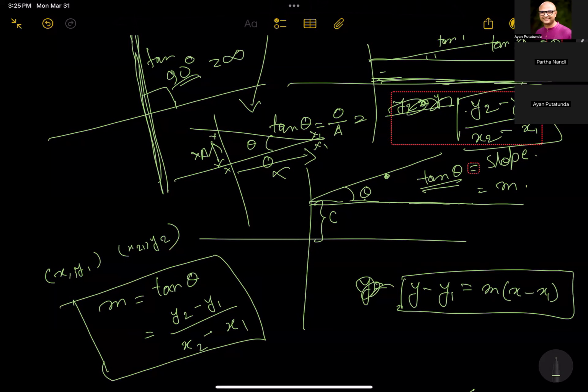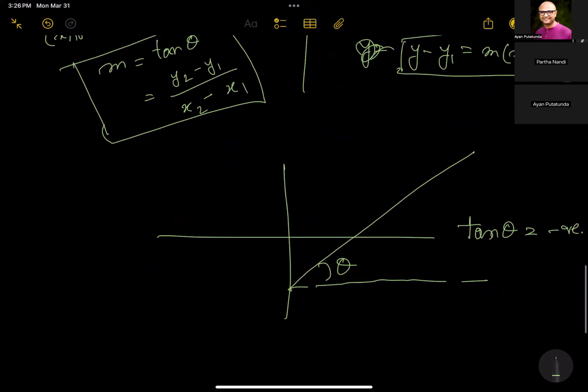Let me write it down. Just repeat once again. Okay, it is a measure which defines the inclination of a particular line with the Cartesian axis. The measure which defines the inclination of a line with the Cartesian axis. Okay.